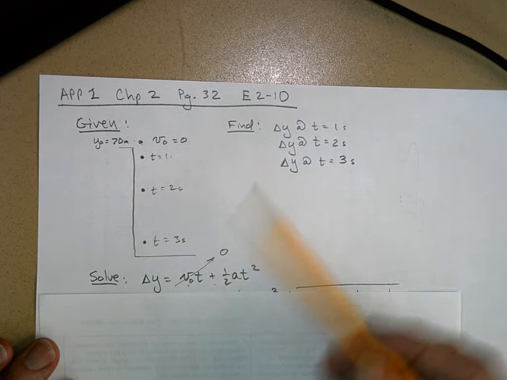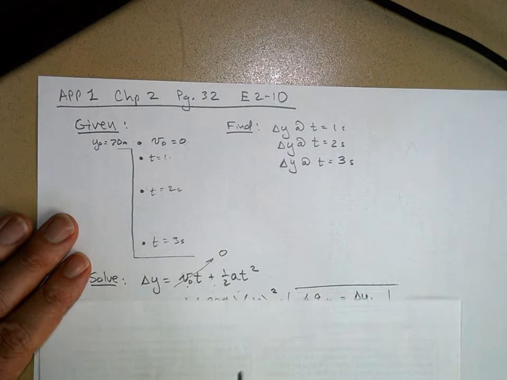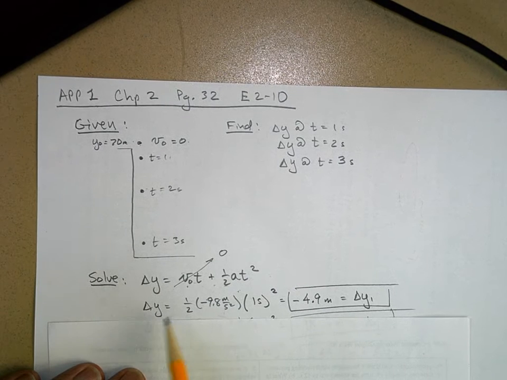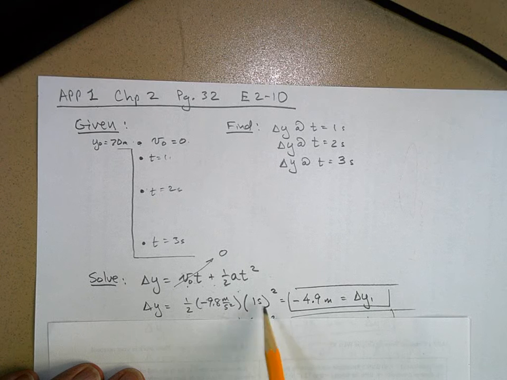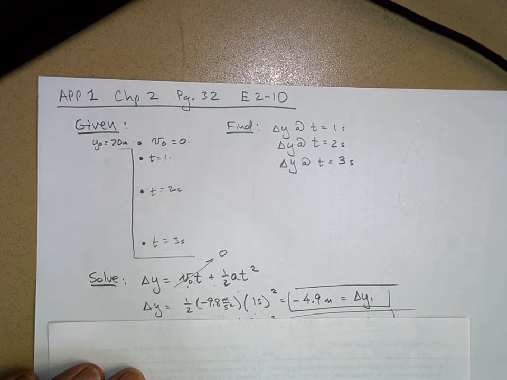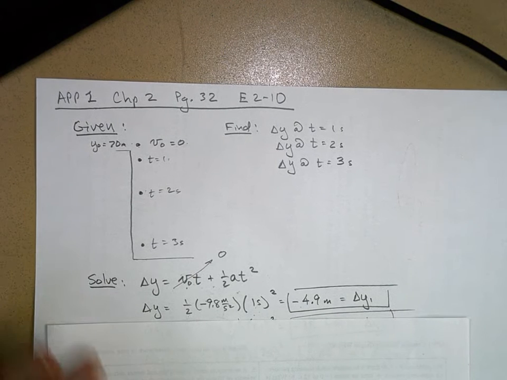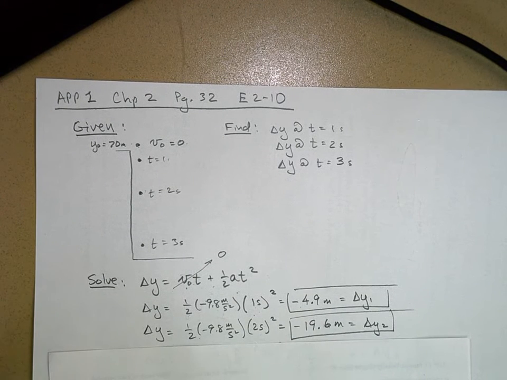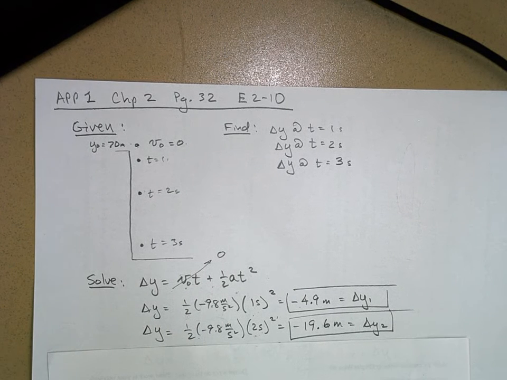Now the initial velocity is 0, so this term goes away. And so delta y equals 1/2 the acceleration, which is negative 9.8 meters per second squared, times time squared. And notice that when I do the arithmetic, here's 1 divided by 2, and then divide that into 9.8. You get negative 4.9 meters. And then at 2 seconds, we just do the same thing, but now it's 2 seconds. We have to square it, and then divide by 2, and then multiply by 9.8. You get negative 19.6 meters.